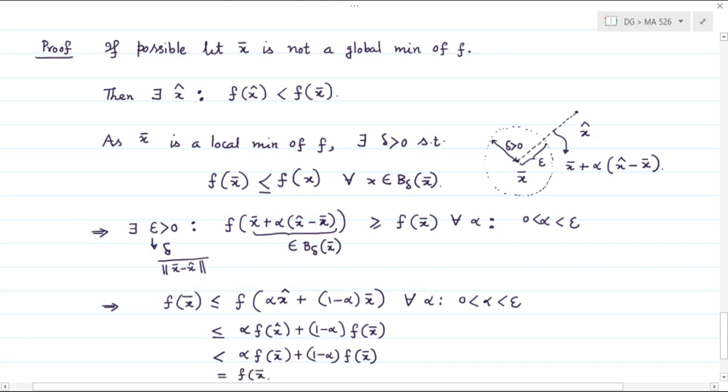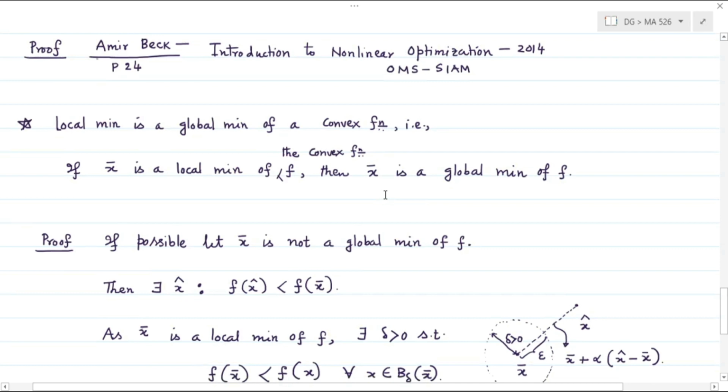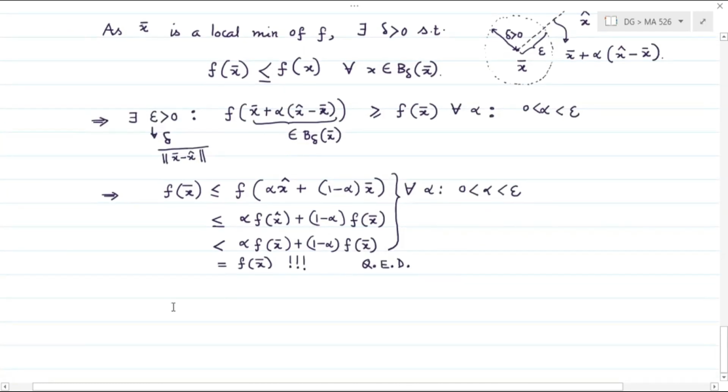And it is contradictory that f of x bar is less than f of x bar. That is not valid, right? And therefore the assumption that the point x bar is not a global minimum is not valid, and therefore x bar is a global minimum. And this proves the result that any local minimum for a convex function must be a global minimum. Fine. Well, so this ends the section for unconstrained optimization, at least the theory.